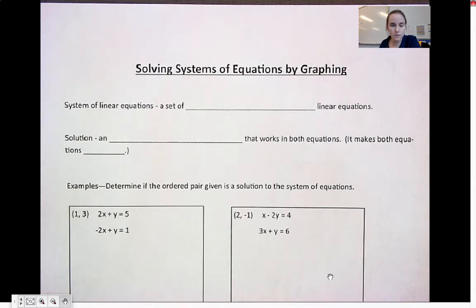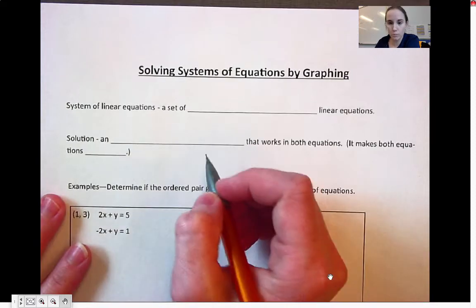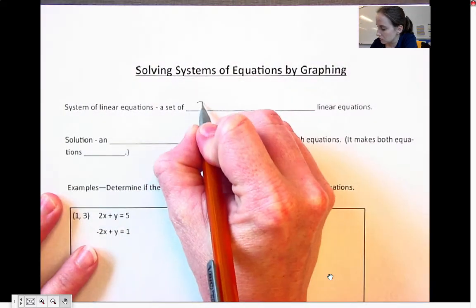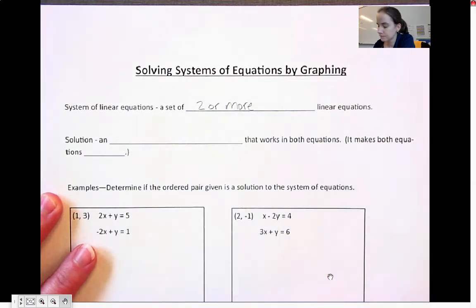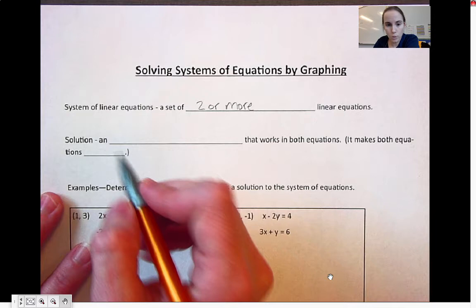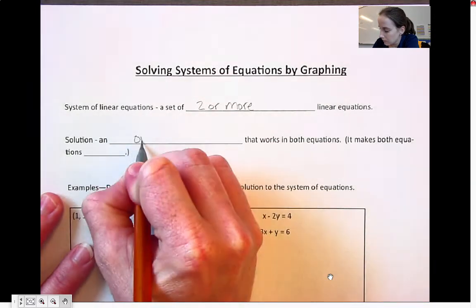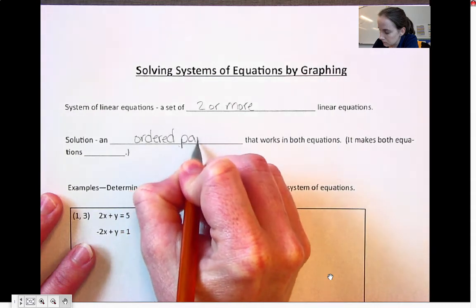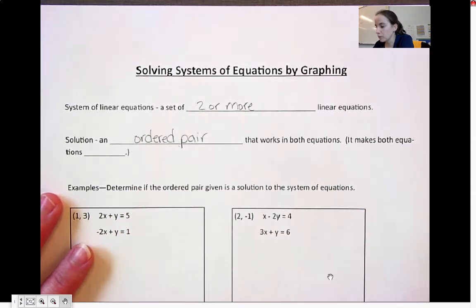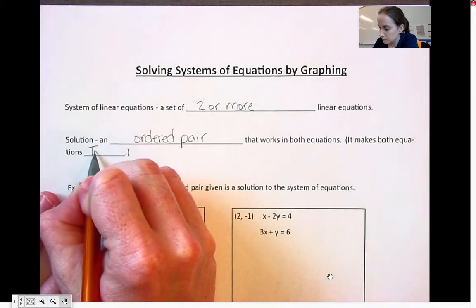A system of linear equations is a set of two or more linear equations. And a solution, in this case, because we're talking about graphing, is an ordered pair that works in both equations. It makes both equations true.